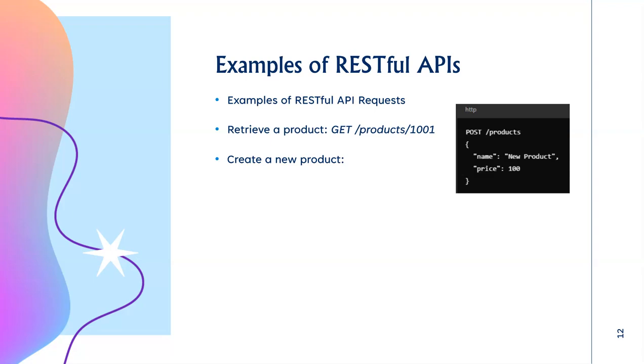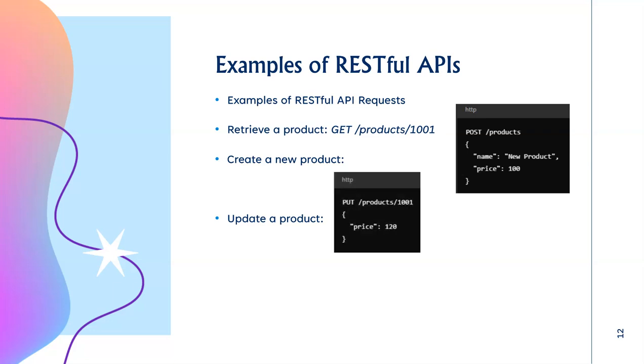Then the next one is if you want to update any product on the server, you will send a PUT request with the product ID in the URL, with the updated product details as the request body. And the last one is if you want to delete any product, you will send a DELETE request. In the URL, you will pass the product ID, and that will delete that product. See, it's not rocket science. It's all about understanding the pattern.